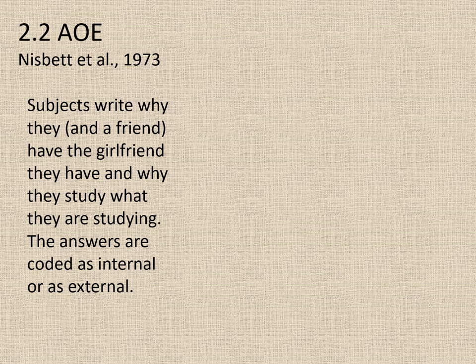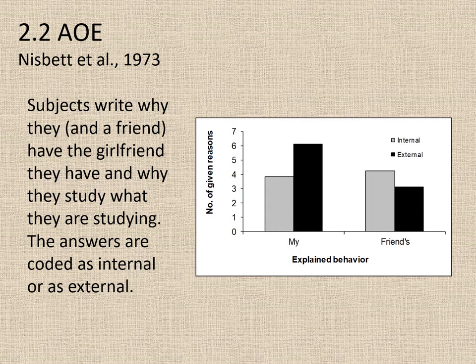And then they were asked to do the same thing for a good friend. They were asked to think about the friend, and then, why does your friend have the girlfriend he has? And why does he study the course at the university that he studied? So they write down these explanations. Raters read this and they code explanations as either internal or external explanations. And then we have a look at the result. Okay. So the subjects explain their own behavior mainly with external causes. They give more external causes for their own behavior than they give internal causes. And a slight difference in the other direction when they explain their friend's behavior.